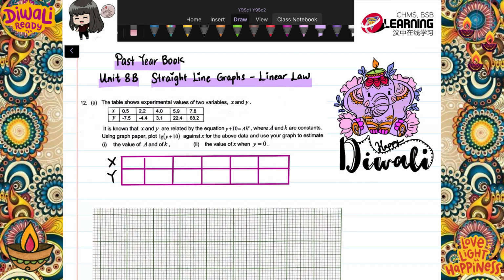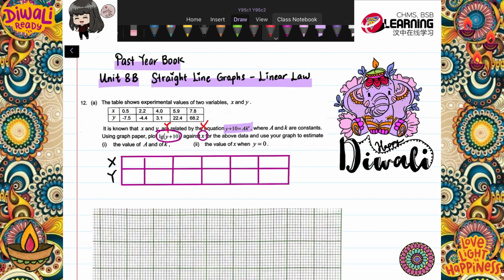Alright, let's do this question together. Let's read the question together also. The table shows experimental values of two variables, x and y. This table is already given. It is known that x and y are related by the equation y plus 10 equals a times k to the power x, where a and k are constants. Using graph paper, plot, we know that our big Y is here, against x. This is our big X.